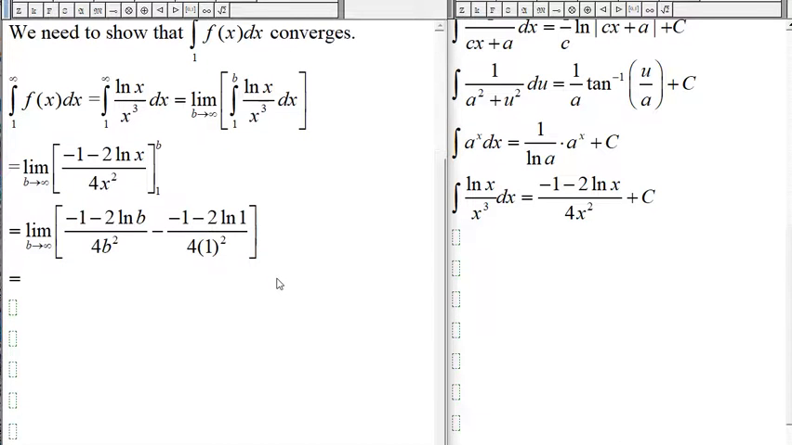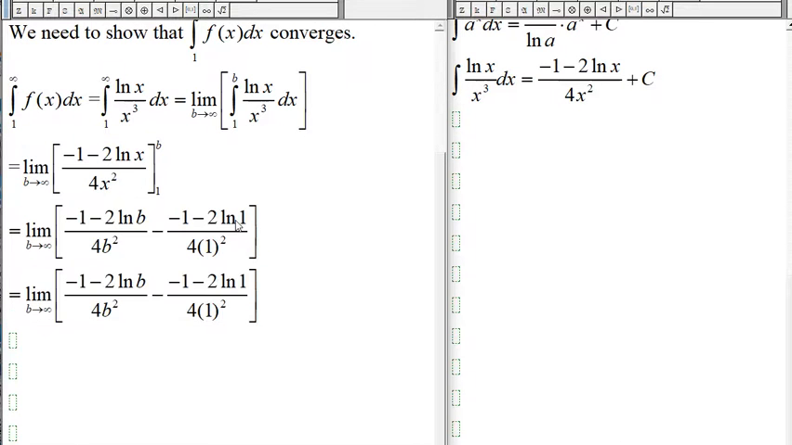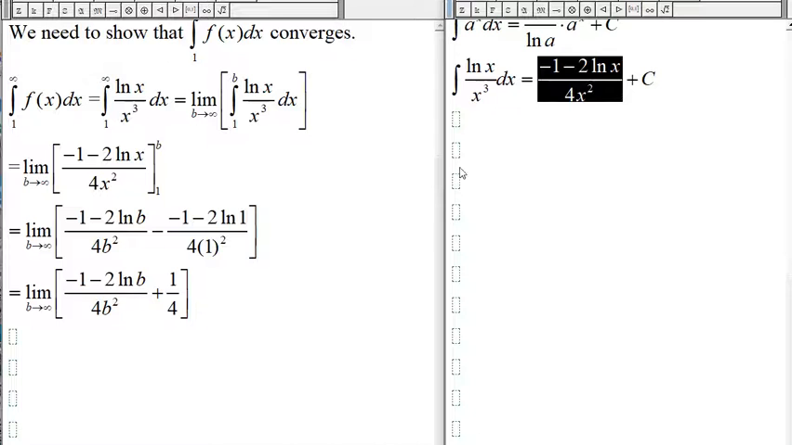And then let's simplify this a little bit. ln of 1 is just 0, and so right here we have negative 1 minus 2 times 0, which is just negative 1, and then the bottom is just 4. And so for this part, we just get negative 1/4. But here we have a negative minus, so this becomes a plus. And then as b approaches infinity, we have ln of b divided by b squared. So let's find the limit of this quantity right here.